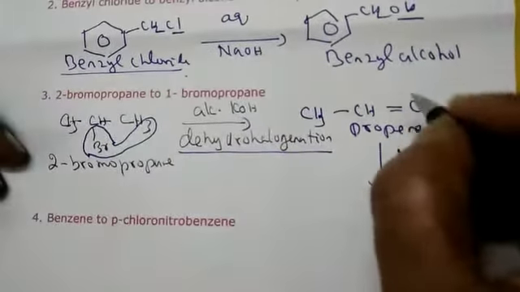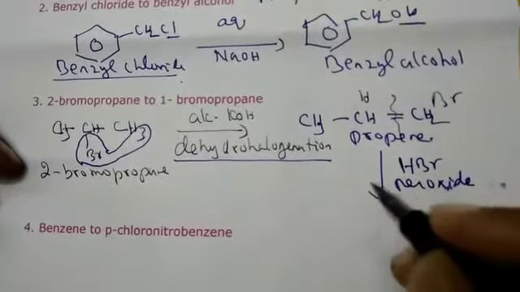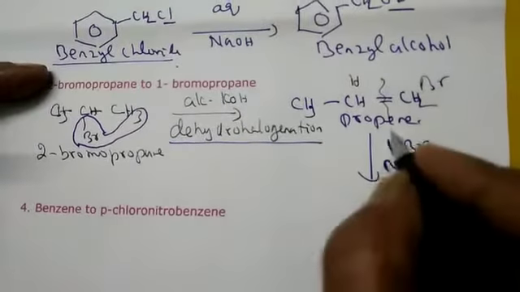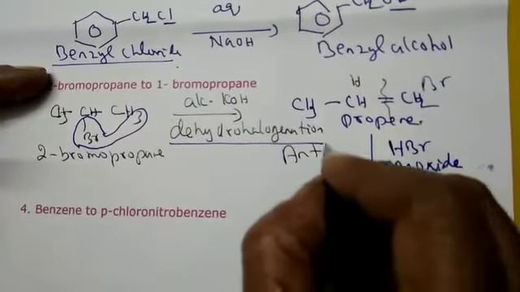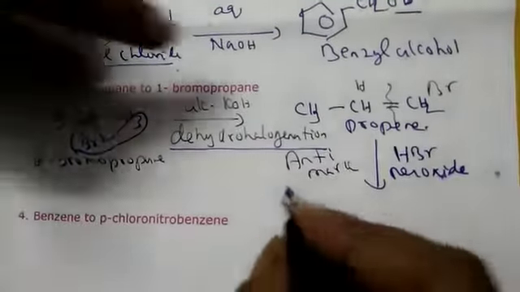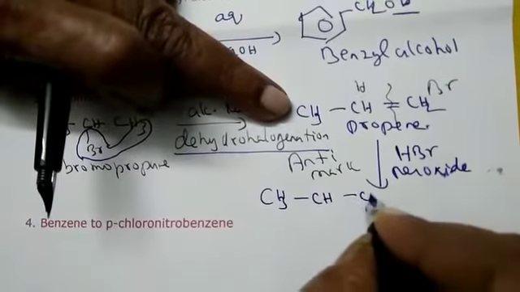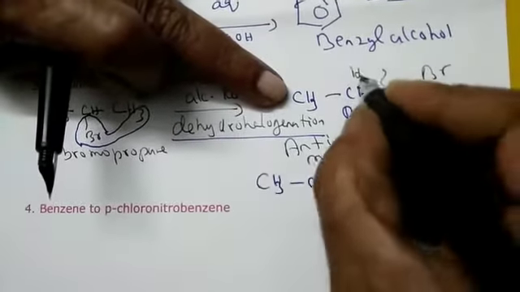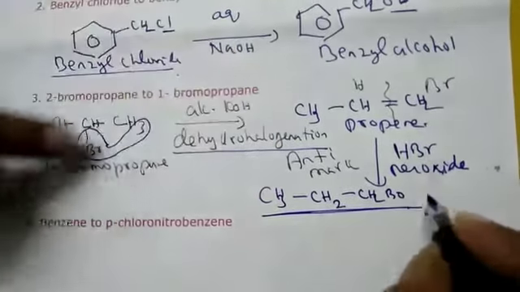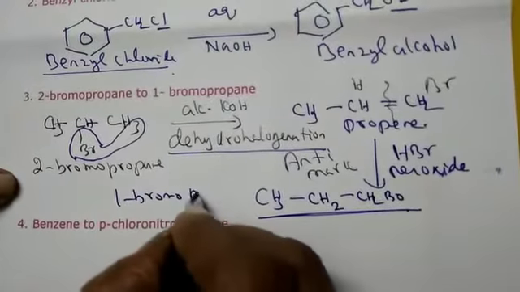In this place I am going to add the Br and H. That is, the negative part of the addendum is attached to the carbon with more hydrogens. That is called the anti-Markovnikov rule. That is understood. So now write the product: CH3, CH2, CH2Br. Here I am writing H. Now the name of this compound is 1-bromopropane.